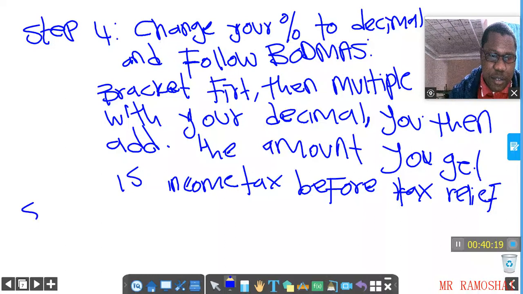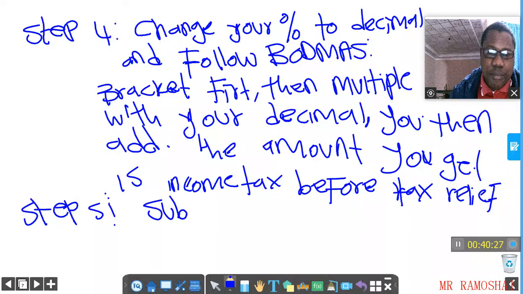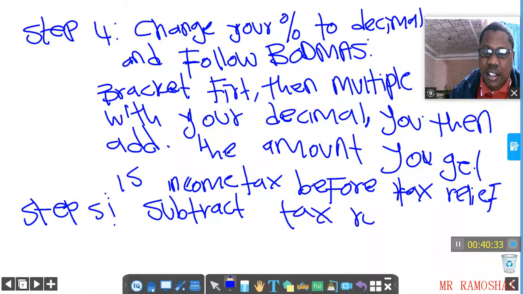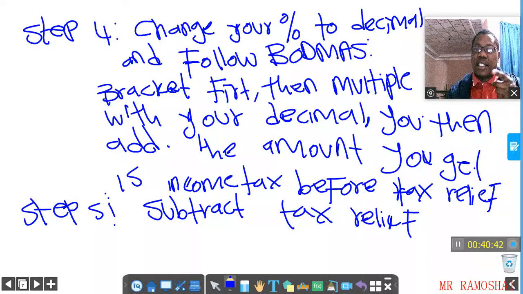Then step 5, what do? We subtract. What do we subtract? Tax relief. How many tax relief we have? We have 2. We have tax rebates and we have the medical credit.